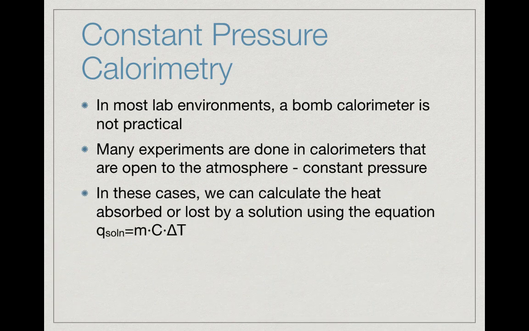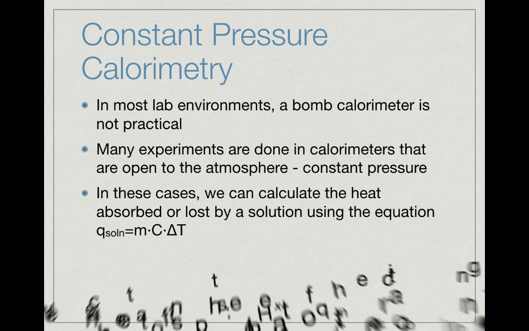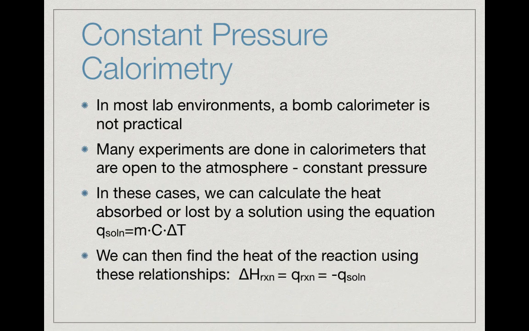In these cases, we can calculate the heat absorbed or lost by a reaction occurring in solution by using the equation that the Q of solution is equal to the mass of the solution times the specific heat of the solution, for which we generally use just the specific heat of water, times the change in temperature of that solution. We can then find the heat of reaction using these relationships, where the enthalpy of the reaction is equal to the Q of the reaction, and the Q of the reaction is equal to the negative Q of the solution.